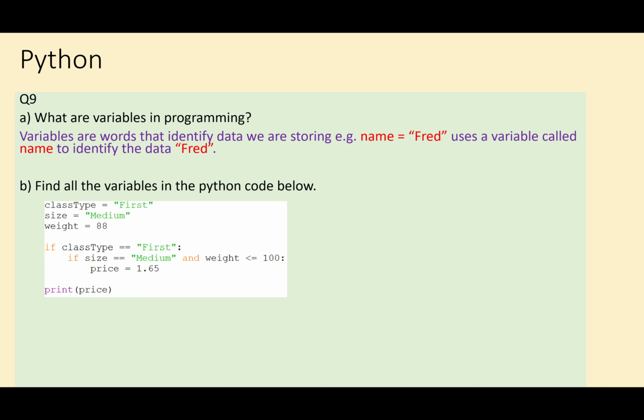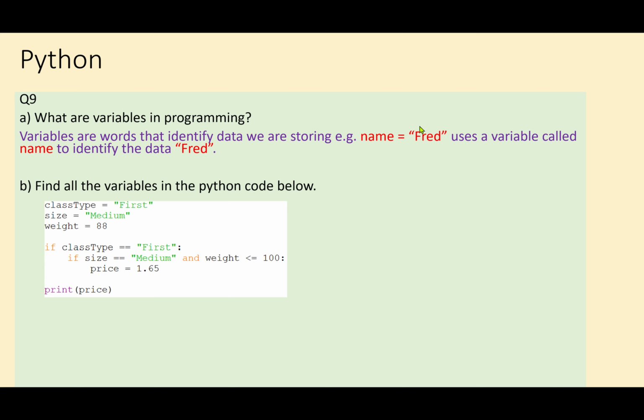So part A, what are variables in programming? So we use variables to identify data that we're storing, and they're kind of like labels. So variables are words that identify data we're storing. So for example, name equals Fred. So the variable is called name, and that identifies the data that's being stored, which in this case is Fred. So variables are just names that we use in our code to help remember different values that we wish to process, that we wish to work with in our code.